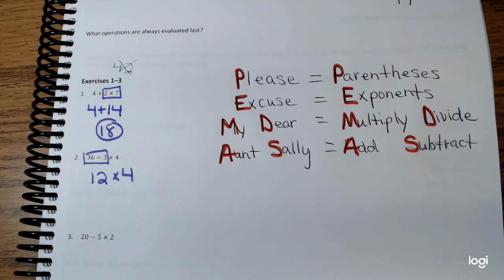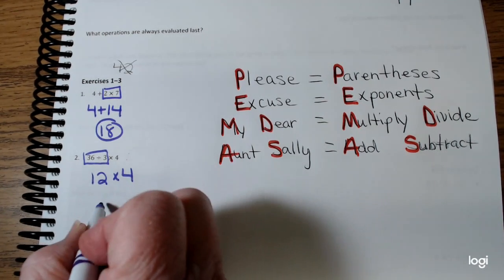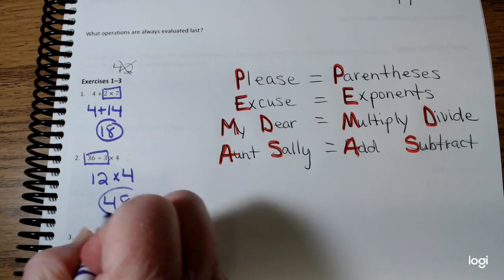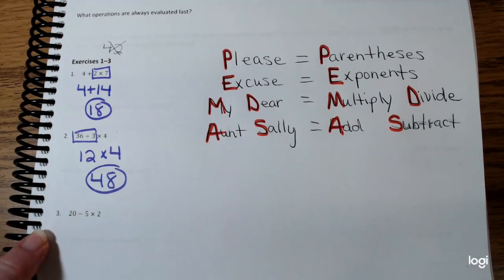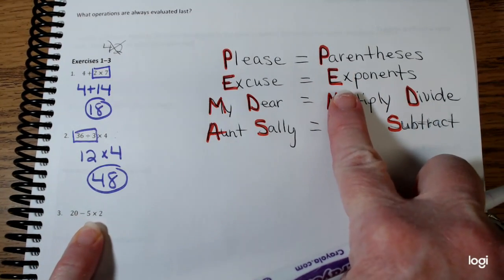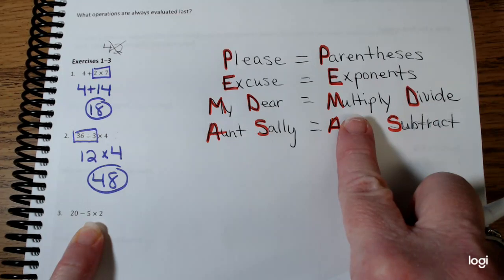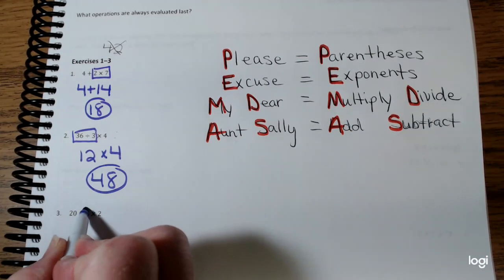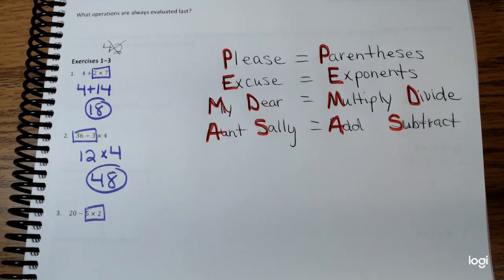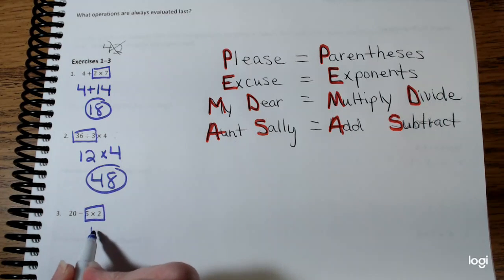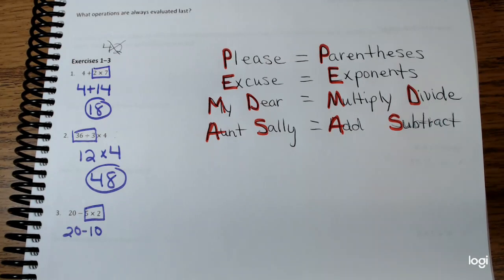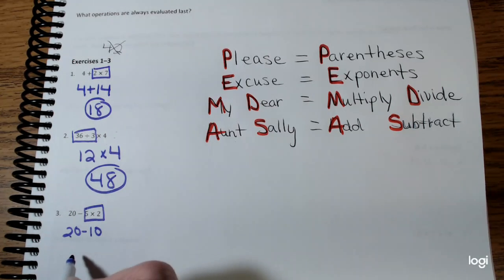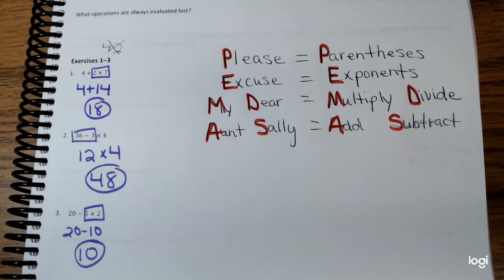What is 12 times 4? 12 times 4 is 48. All right, great. Let's do our last one. Parentheses, no. Exponents, no. Multiplying and, oh, yep, we've got a multiplying right here. What is 5 times 2? 10. Copy everything else down. We now have 20 minus 10. 20 minus 10 happens to be a final answer of 10.